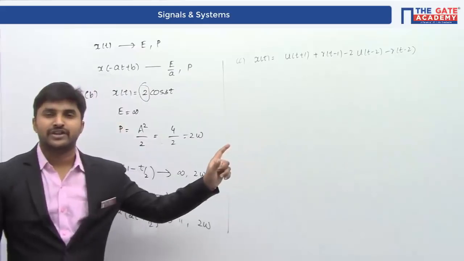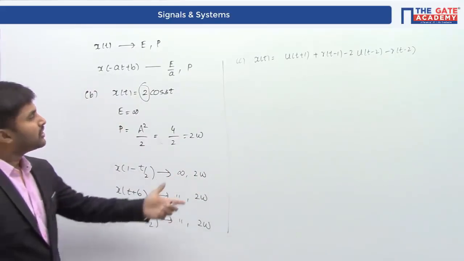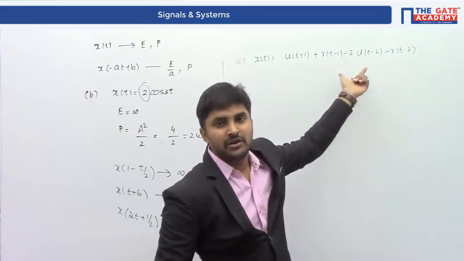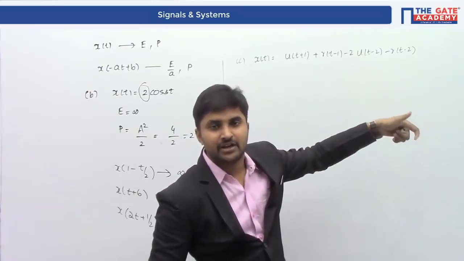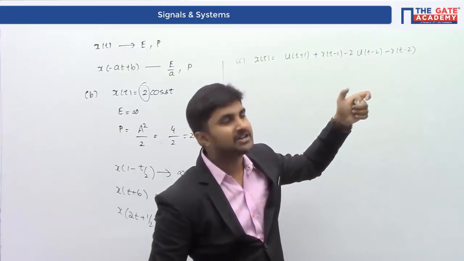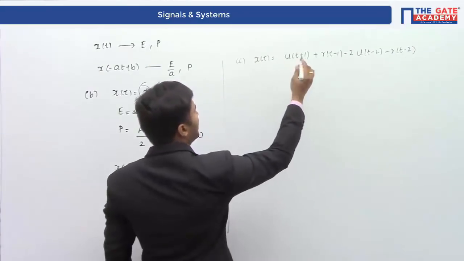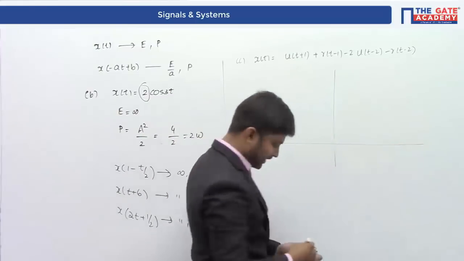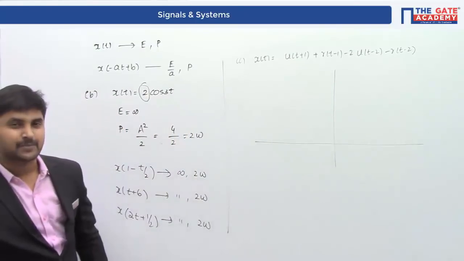This model is also very important from the examination point of view. Given a question in terms of the step and ramp information, we have to have a graphical representation of it. After the graphical representation, we can do the energy and power. So first of all, I will do the graphical representation of the signal. Please look at the board carefully.